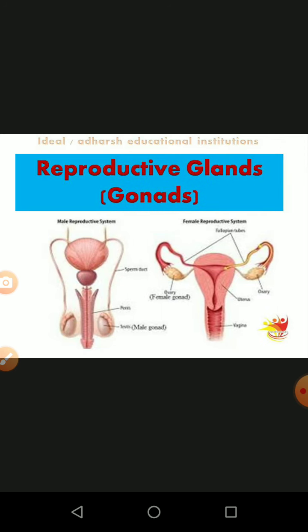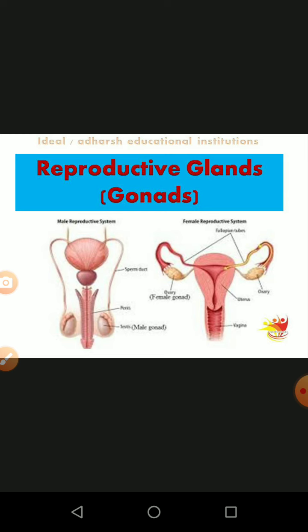I am Sadish Kumar, and I am going to take the class regarding the reproductive glands, otherwise called gonads, from unit number 16, plant and animal hormones. This is the last topic of unit number 16: reproductive glands and thymus gland.